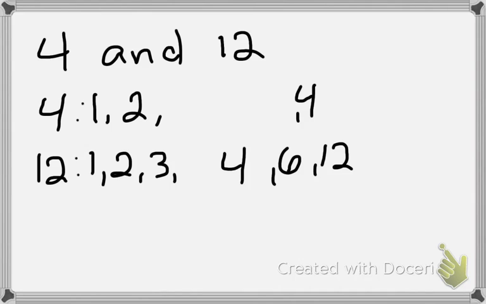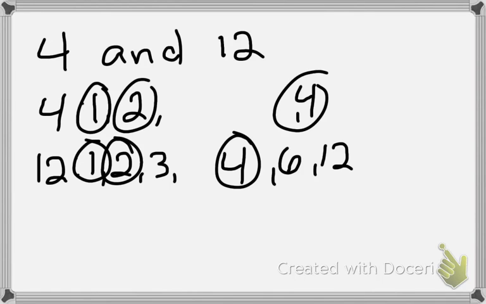Now to find the greatest common factor, what that means is we want to find out of these two sets of numbers what are the common factors, or factors that you see in each of these numbers. So in 4 and 12 we've got 1, we have 2, and we have 4. So the greatest common factor, or GCF as we call it, for 4 and 12, the answer is 4.